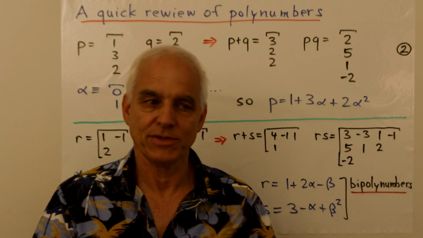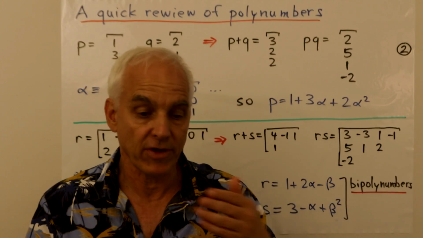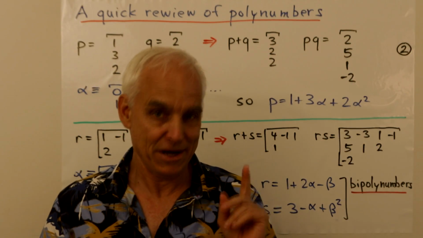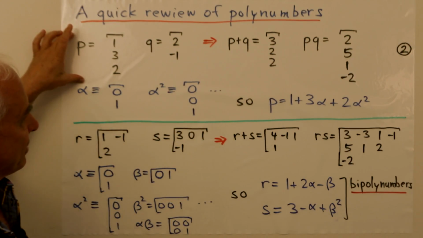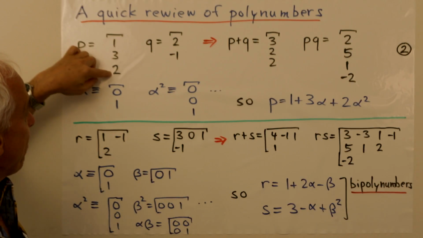Usually we say a polynomial is an expression in a variable x or in a variable z or something, and that's problematic because it's very tricky saying what exactly a variable is. So in the one-dimensional case, we have a situation sort of like this. A polynumber is a column of numbers.